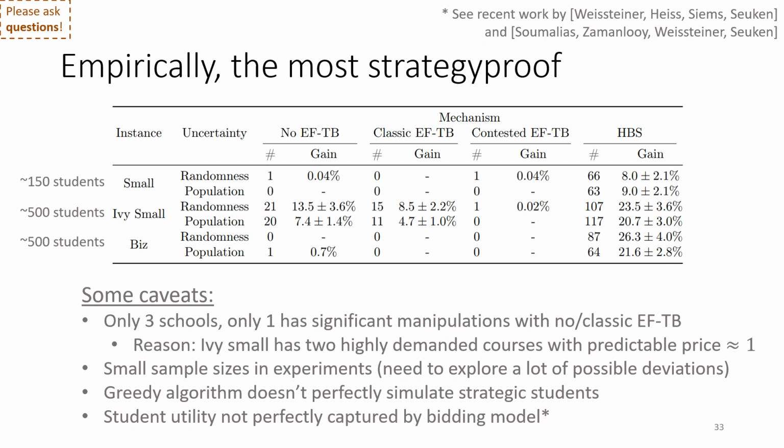You can see that our final algorithm enforcing contested EFTB is the most strategy-proof one, compared to those enforcing no EFTB, classic EFTB, and the Harvard Business School mechanism. It almost eliminates all the profitable deviations found by our deviation finding approach on the other three mechanisms. However, due to some limitations of our experiments, we cannot say that our final algorithm is strategy-proof in practice. We only finished experiments on 3 schools, and only one of them has significant manipulations with no EFTB. We only have small sample sizes in the experiments, and our greedy deviation finding approach cannot perfectly simulate all the strategic students.